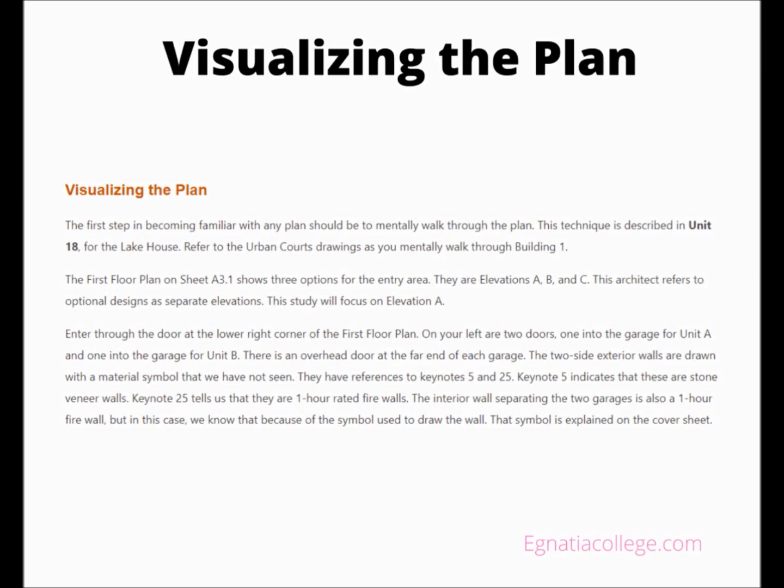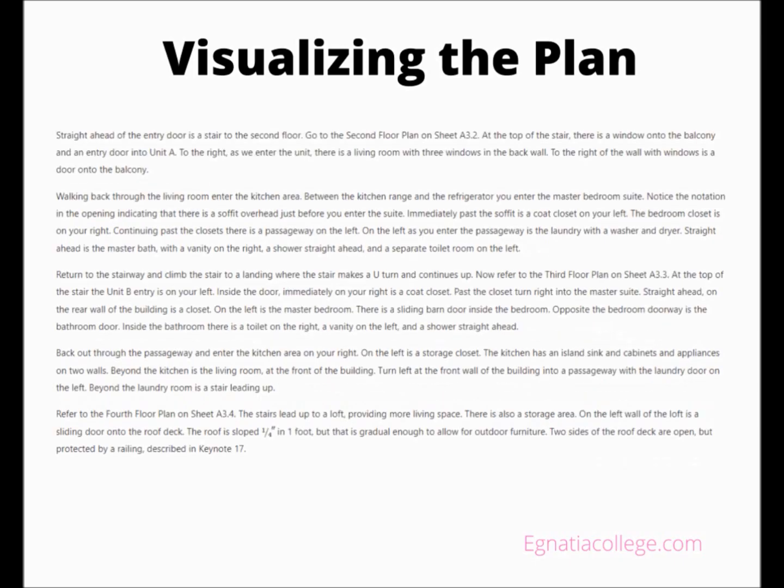The interior wall separating the 2 garages is also a 1-hour fire wall. But in this case, we know that because of the symbol used to draw the wall. That symbol is explained on the cover sheet. Straight ahead of the entry door is a stair to the second floor. Go to the second floor plan on sheet A3.2. At the top of the stair, there is a window onto the balcony and an entry door into Unit A.